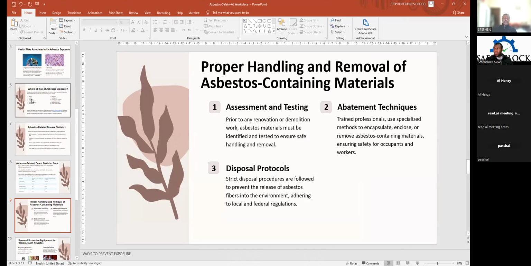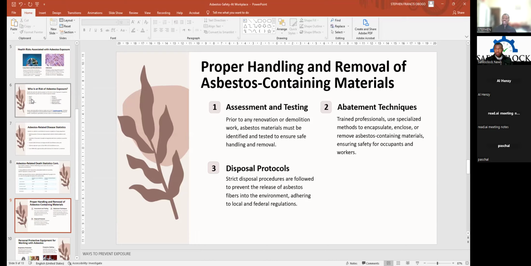Now, going forward, as health and safety practitioners, we need to delve into how to manage these substances, this harmful, deadly compound. We need to focus on the proper handling and removal of asbestos-containing material. One of the ways to do it is by proper assessment and testing, because there are specialists in those areas. It is very important to carry out an assessment. You have to test to find out if such material contains asbestos.